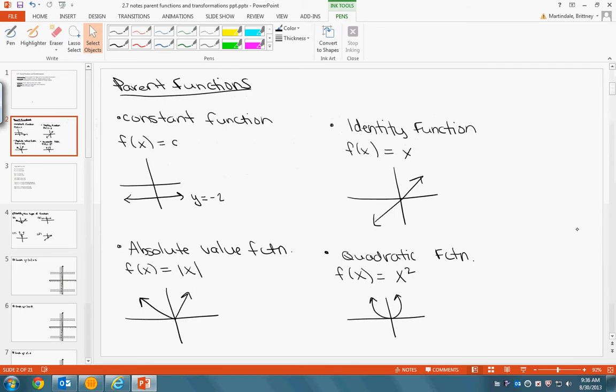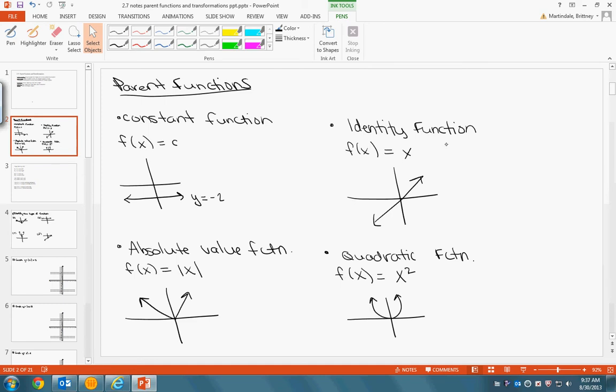So here are our parent functions. You have to have these memorized. Basically, you're just memorizing the shape of these functions. The first one is a constant function, where f of x equals c. Remember, you could always call f of x y. It's the same thing. So for example, it will always go left and right. It will always be a horizontal line, and it will always be y equals something. That is a constant function.